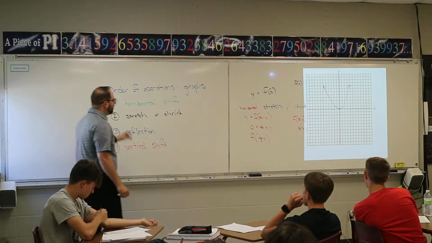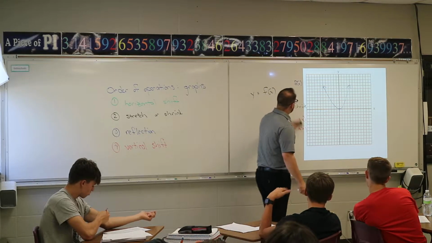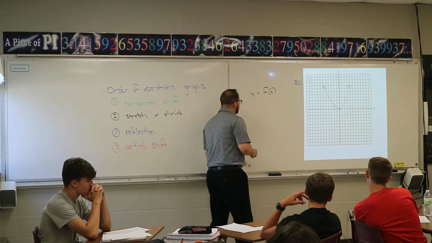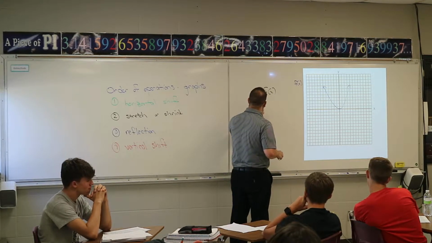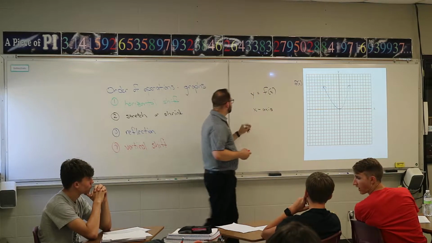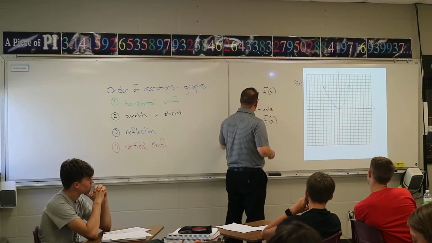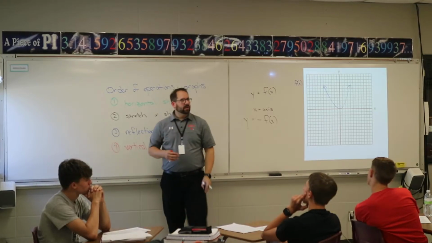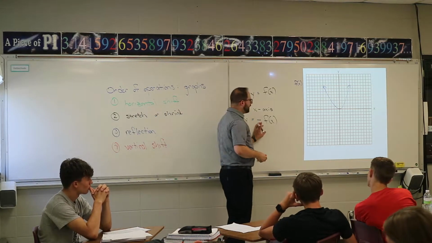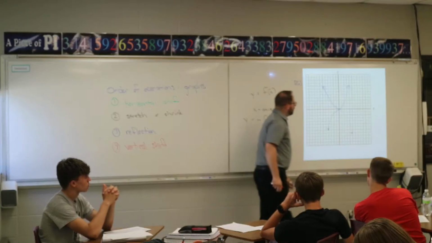All right, reflections. There's only two types of reflections. Okay, so the x-axis reflection. If you want to reflect across the x-axis, here's all you do. You throw a negative sign out front of the f of x. That will throw it across the x-axis. So if I threw a negative sign out front, here's what your graph would look like. It'll dump it over.